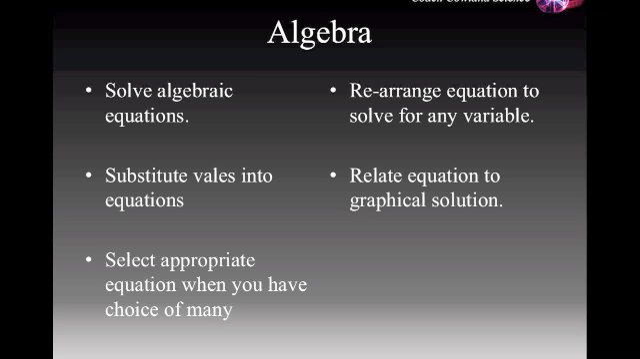Rearranging equations to solve for any variable is a key skill. This is where you take the equation and instead of solving for one variable, you flip it around to solve for any other variable in there. And this is something that we do in physics a lot. The last thing that we're going to do algebraically is relate equations to graphical solutions. Seeing that there's an equation of a line, that there's an equation of a curve, that this relates to the area underneath the line is key because we may get information in terms of a graph, we may get information in terms of algebra, and we'll need to switch them around.